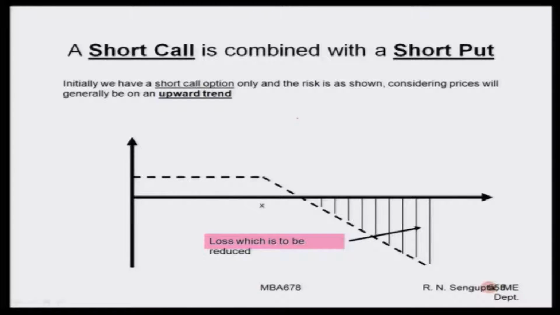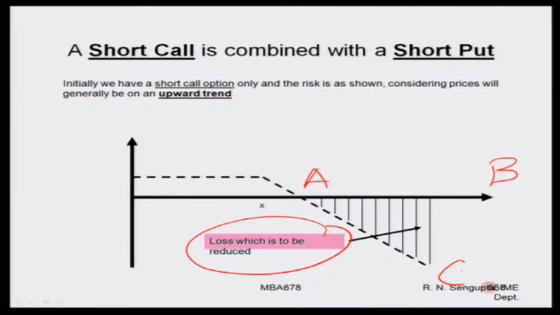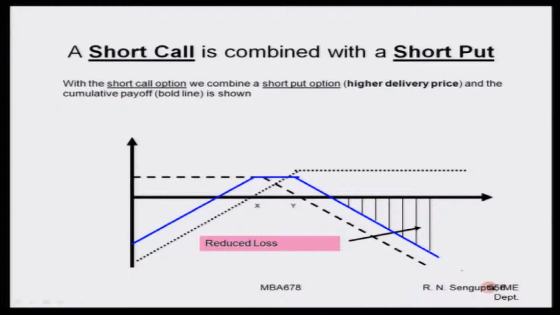Initially, we have a short call option only and the risk is as shown, considering prices would again be on an upward trend. So, this is the overall loss. Consider this is A, this is B, somewhere point C, it expands as ST is greater than or equal to X. X is again, remember, the lower price. Combined with a short put option, that means the short call option has been combined with a short put option with a higher delivery price, and the higher delivery price is Y. The cumulative profit is shown by the bold blue lines.